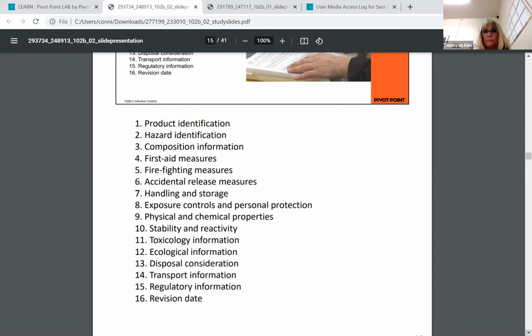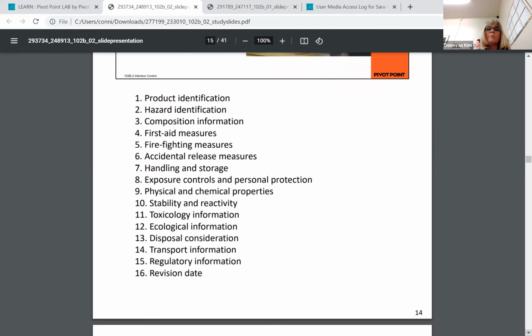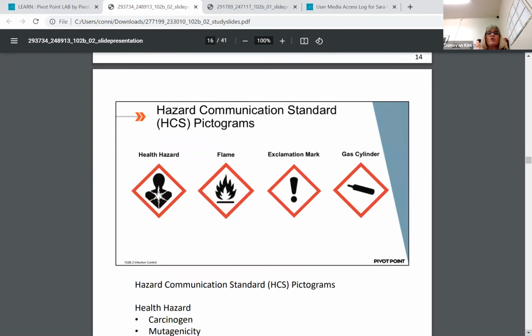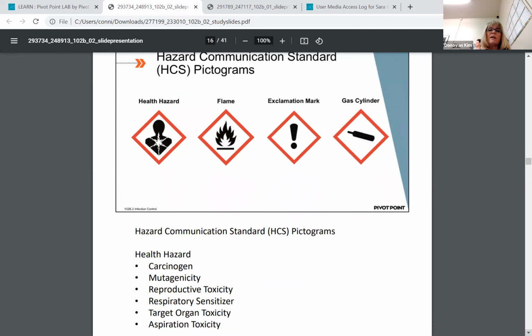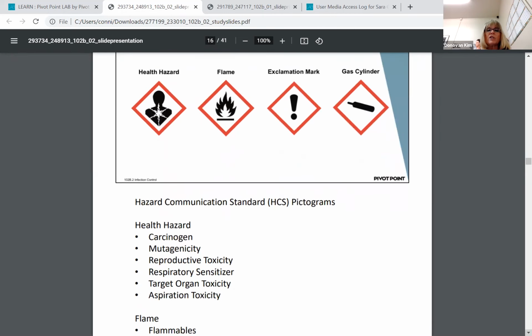That's all on there. Some of them you read, but now they have these little pictures that are now standardized for a lot of these different things. So if it's a health hazard, those are some of the health hazards you could have. A carcinogen, does it cause cancer? Are you going to mutate? Does it mess with your reproductive system? Does it mess with your breathing? Does it mess with your liver or your lungs or any of that other stuff? And how are you supposed to breathe it? That would be a health hazard.